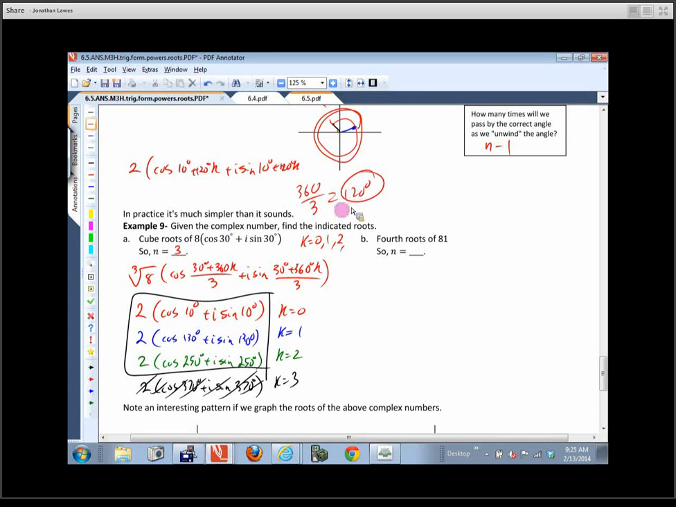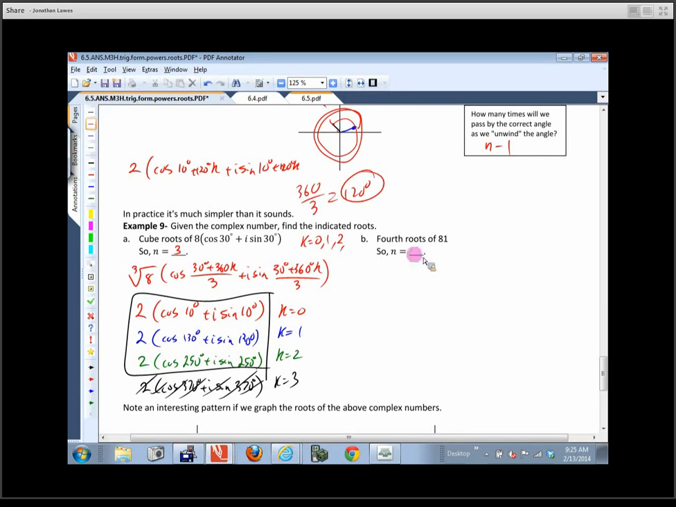And then add 120, get 130, add 120 again, you get 250, add 120 again, you'd get 370, but again, that's coterminal. If you're finding cube roots, you only want those right there, okay? That's a nice little shortcut, very good. Any questions?